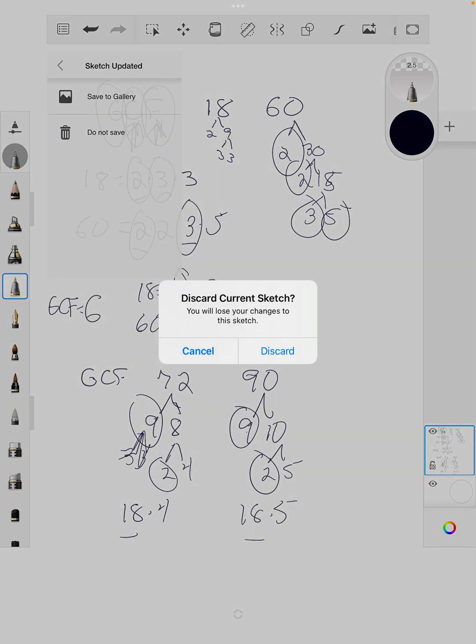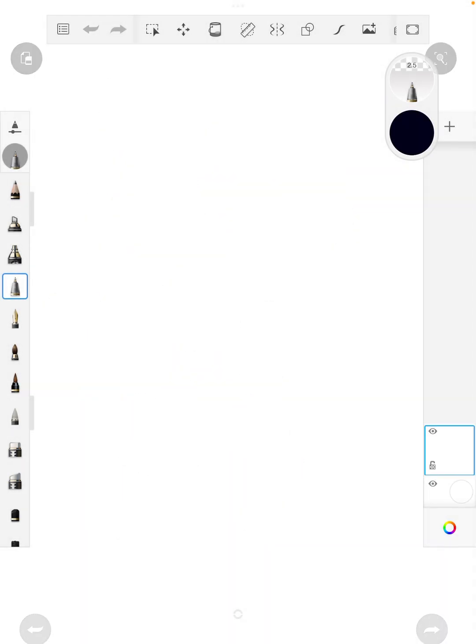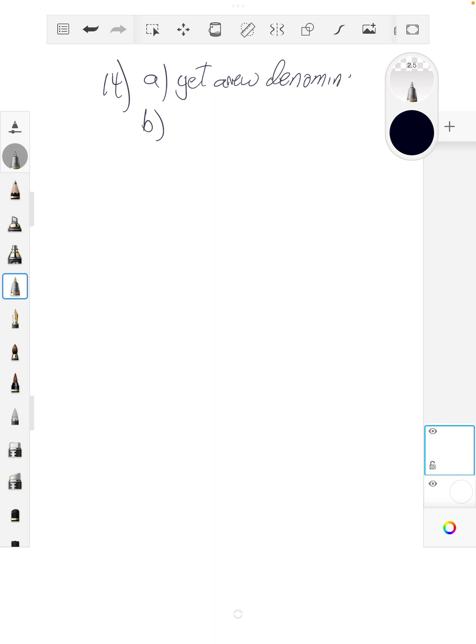All right, that is primarily lesson number 13. Lesson number 14 is coming on. Lesson 14 has 2 parts. First part is how to get a new denominator, and the second part is how to reduce a fraction. And what we're doing is we're doing this by algebra methods as opposed to how you may have learned it in 5th or 6th grade.